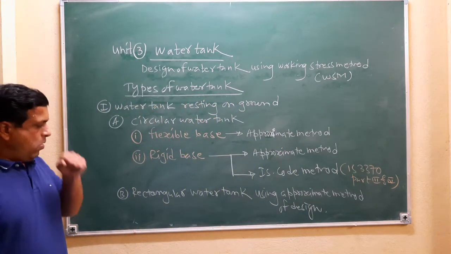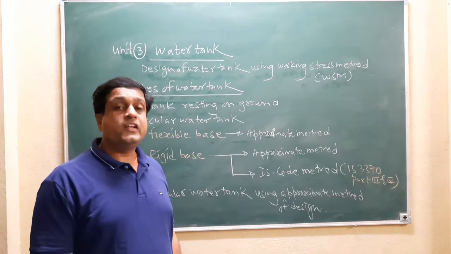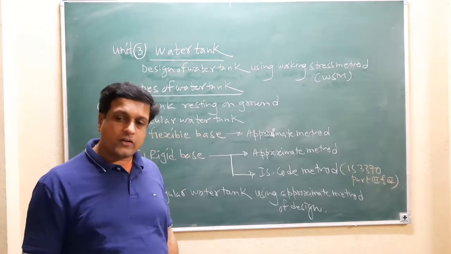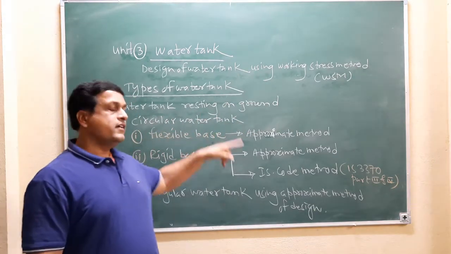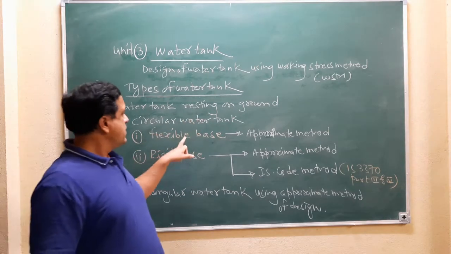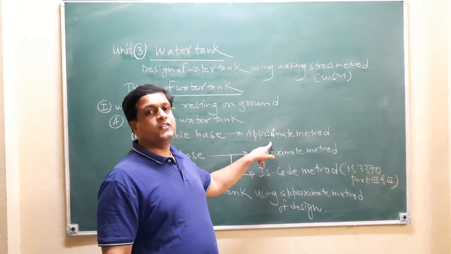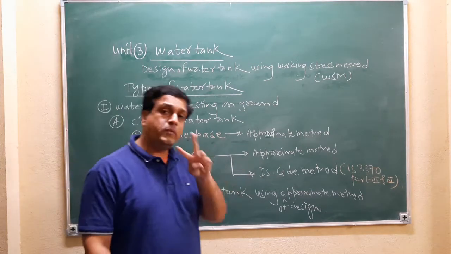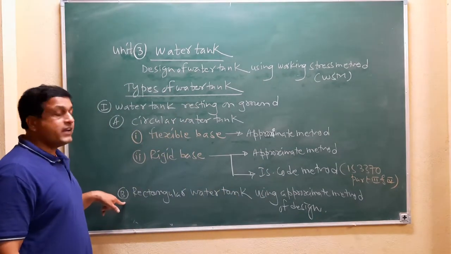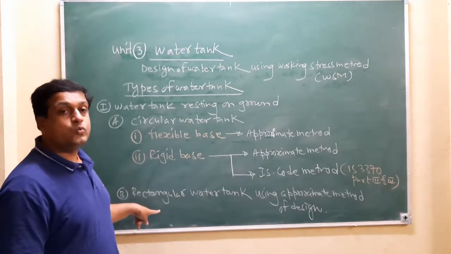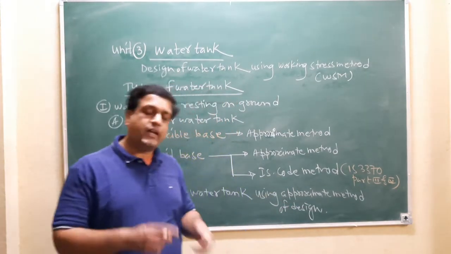So this is the details of water tank resting on ground, what we are going to study in this unit. Okay, a water tank resting on ground. In that we are going to study the circular water tank. In circular water tank, flexible base and rigid base, these two types we are going to study. In flexible base, we are using the approximate method of design. And in rigid base, we are using two methods. One is the approximate method of design, and second one is the IS code method of design. And finally, for the water tank resting on ground, we have to design the rectangular and square water tank using approximate method of design.